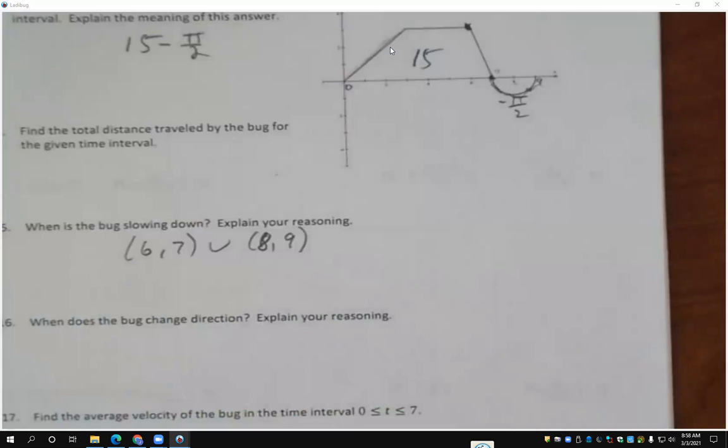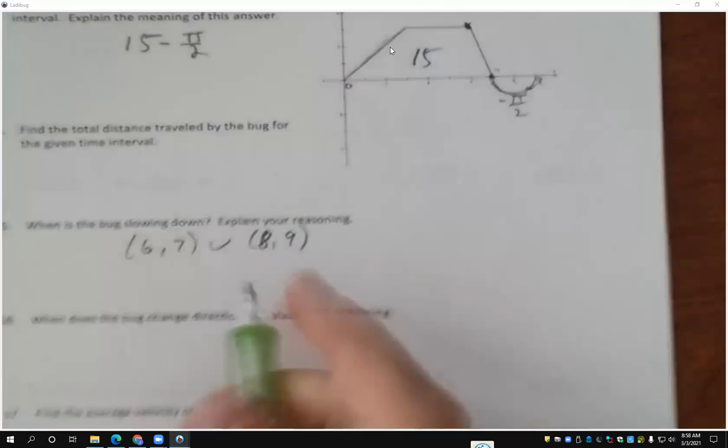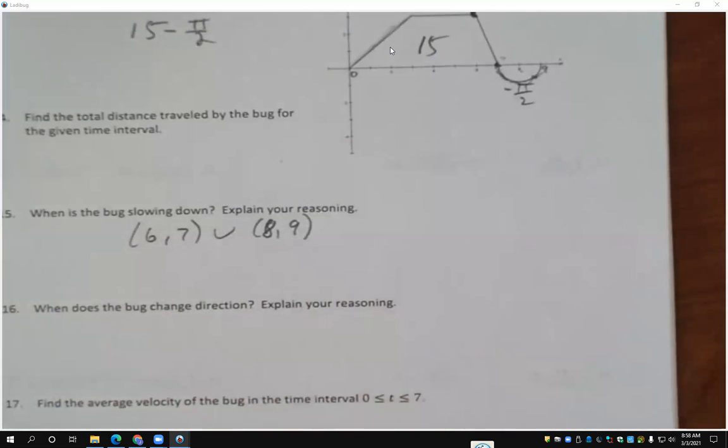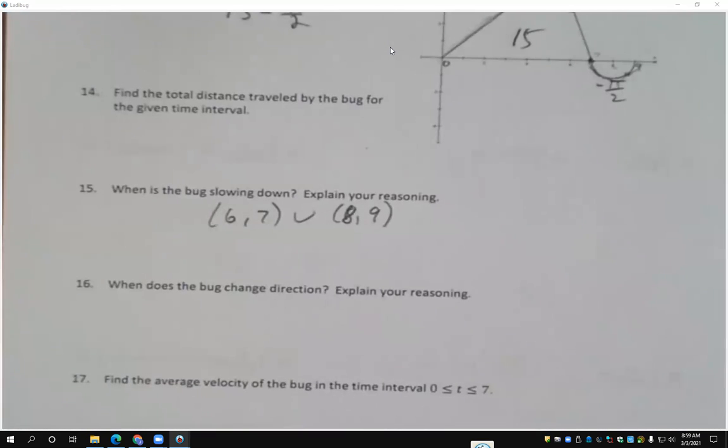Okay, make sense? Once it's explained once, right? You've got to compare velocity and acceleration, and then explain it's when velocity and acceleration have opposite signs. You have to state that. You can't just put the interval. All right, we good there?